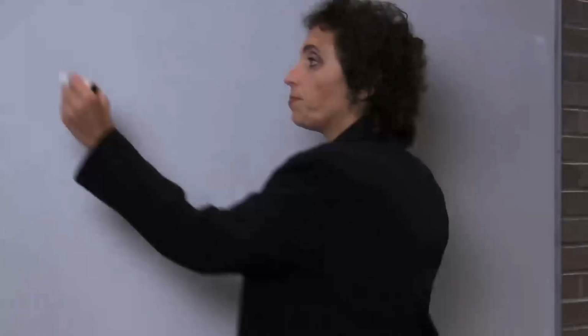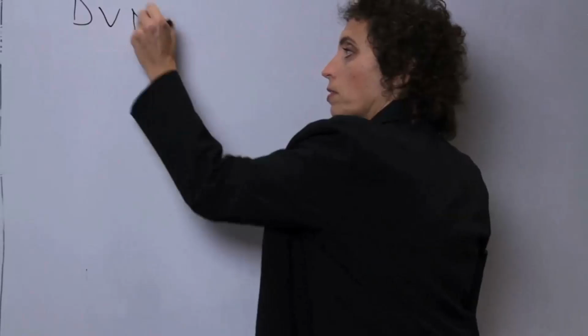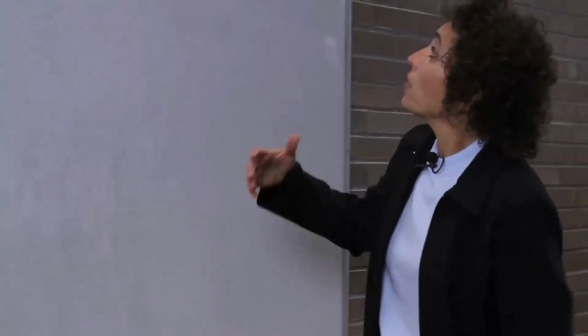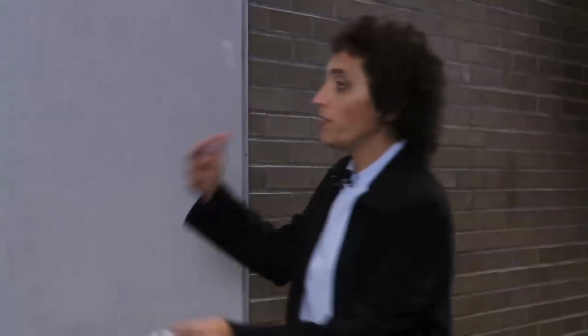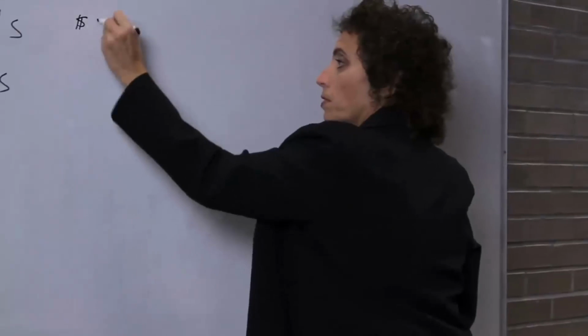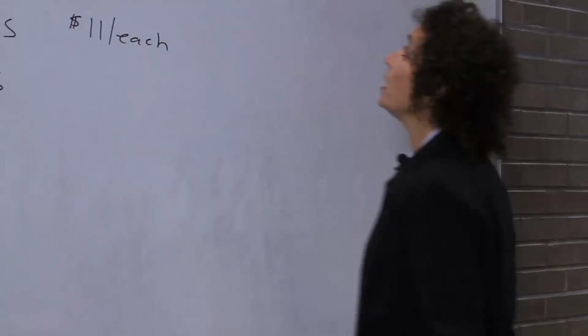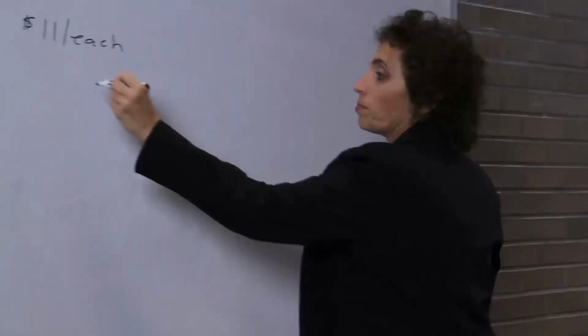Okay, and this next problem, Ken bought DVDs and CDs. He bought DVDs that cost $11 each, and CDs that cost $9 each.